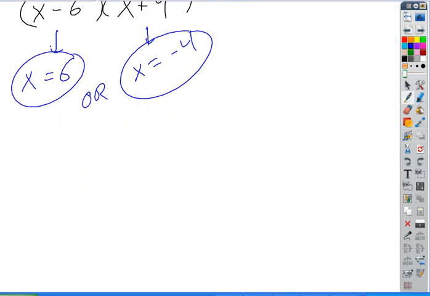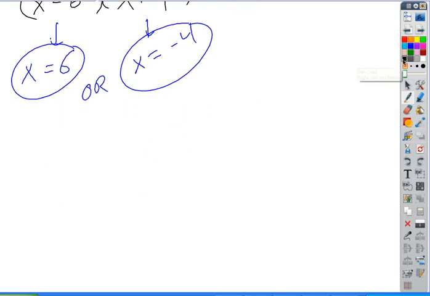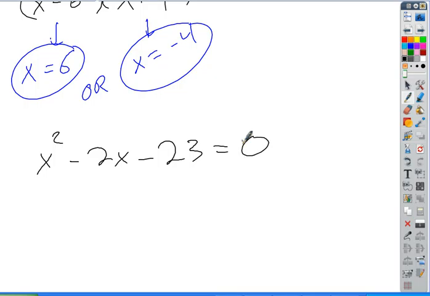Now sometimes, however, it's not going to work great. Sometimes we're going to get stuff like this: x squared minus 2x minus 23 equals 0. And try as we might, we're not going to find two numbers that multiply to negative 23 and add to negative 2. At least not rational numbers. They're going to be weird numbers. And we don't have a technique for that. We can't factor it, so up till now we've had to just say, can't do it. Can't factor it. We're done. Okay, today we can move on a little bit.